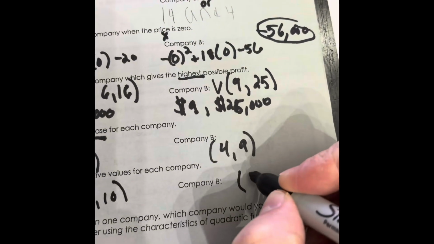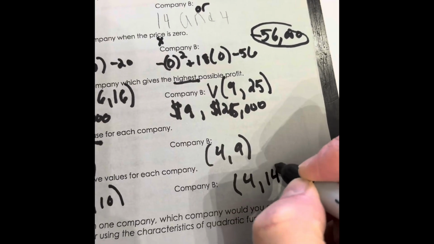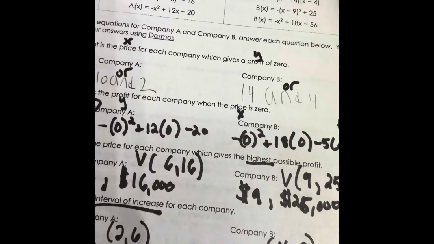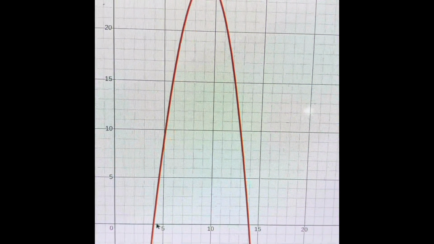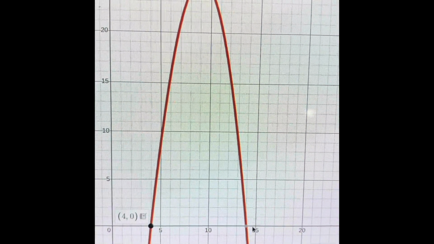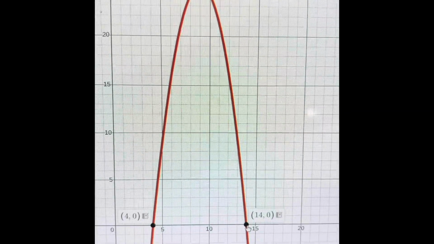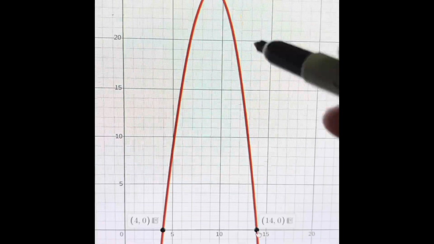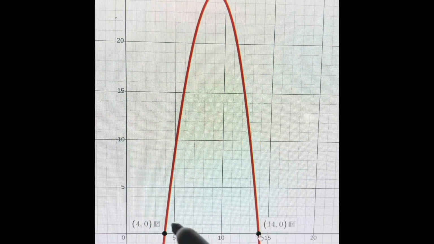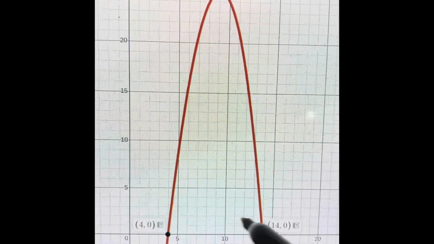Company B, it's going to be above the x-axis from 4 to 14. I'm going to show you that in a second. And again, how do we know that? Well, we're going to plug it into Desmos, and then we're going to click on the x-intercepts, because that is the beginning where it's positive and where it ends. So that's going to be my x-intercepts. Positive from here all the way up to here, but we only represent this interval, right, from 4 to 14.